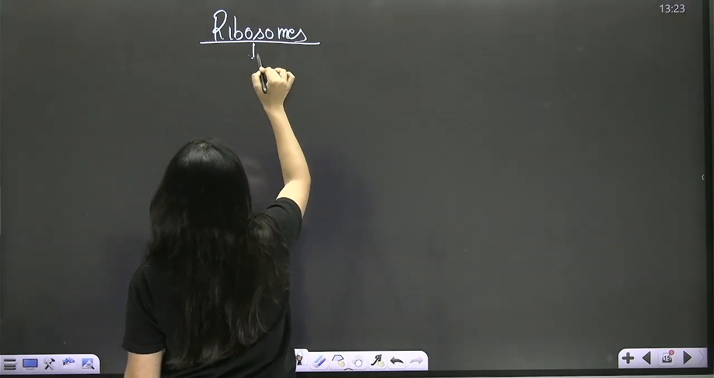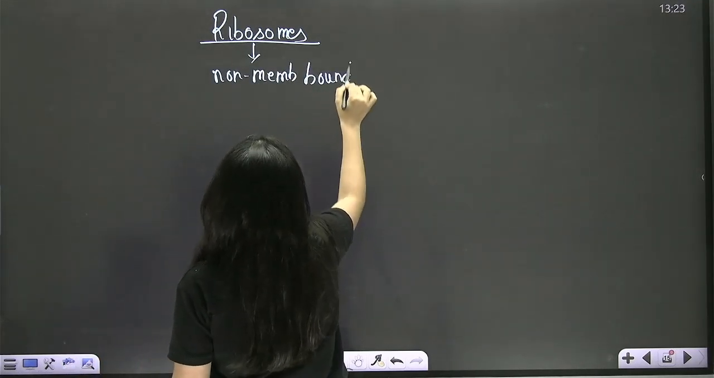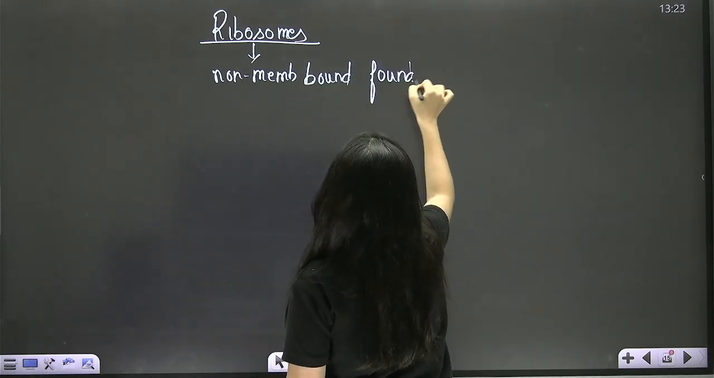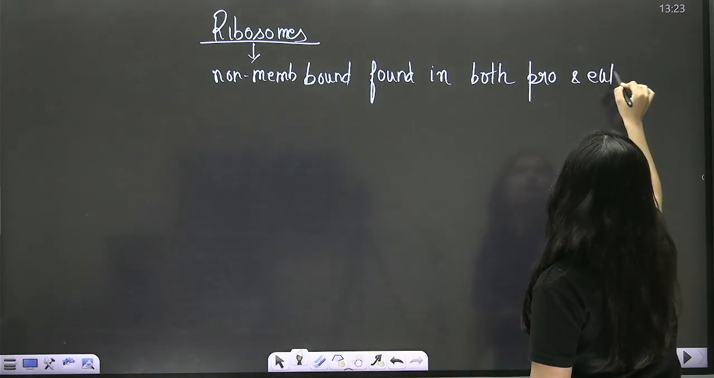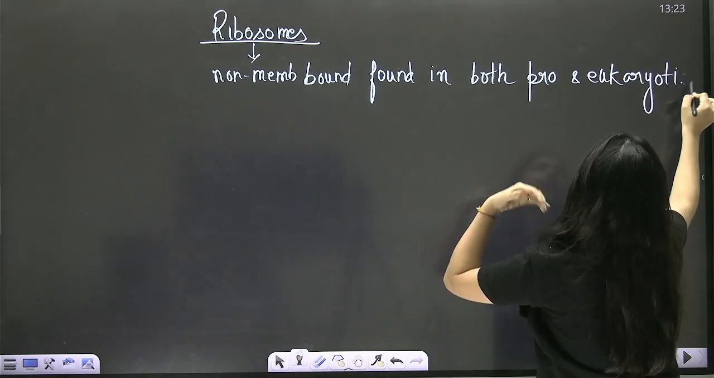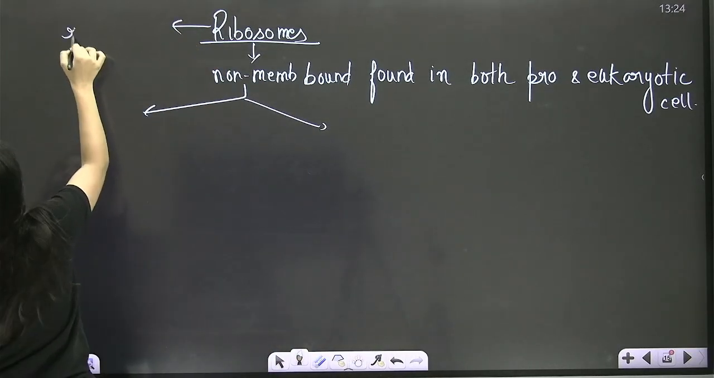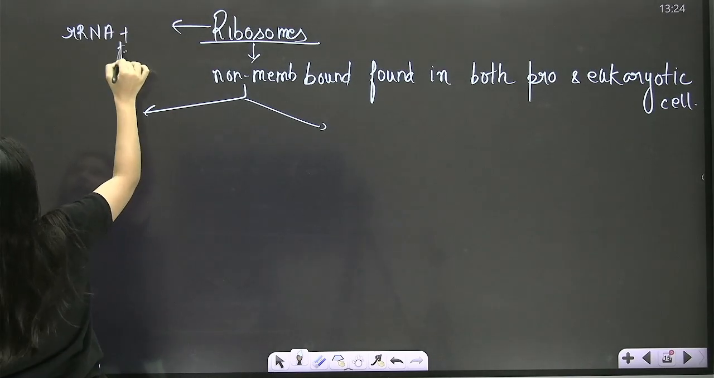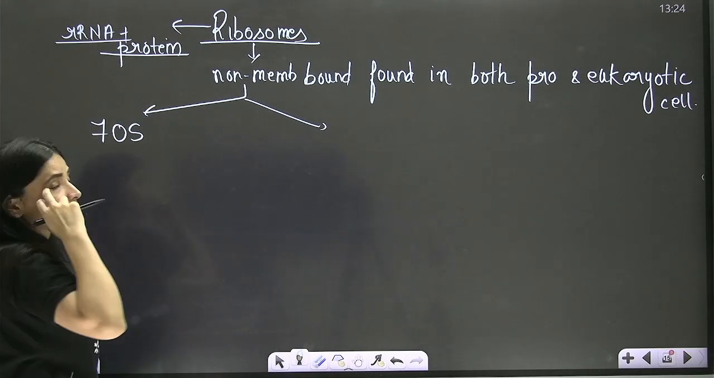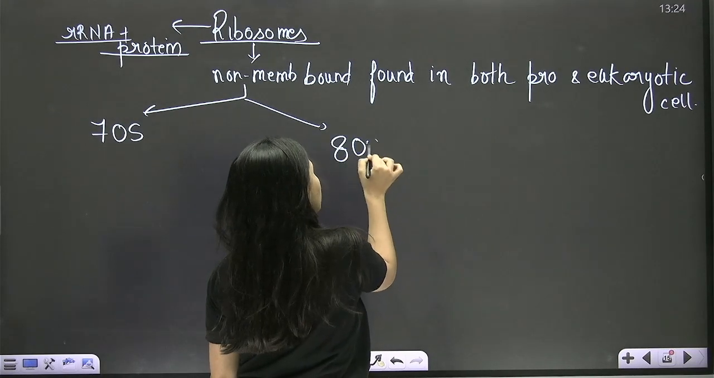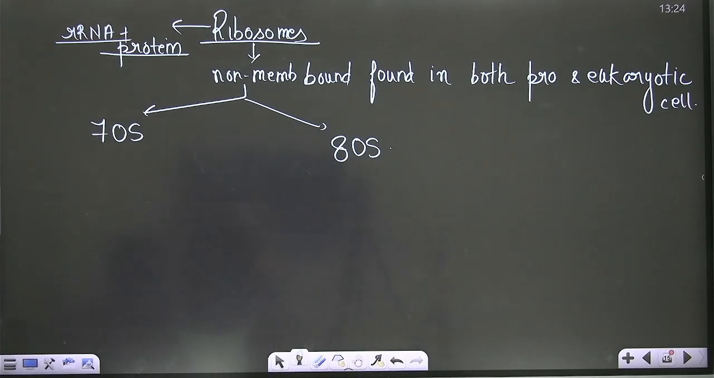ribosomes. First point, they are non-membrane bound, found in both pro and eukaryotic cell, right? But you know, their nature is different. Then these are made up of RNA and proteins. Correct? There are two types, you know it, 70S and 80S. Correct? 70S, where are they uniquely found?